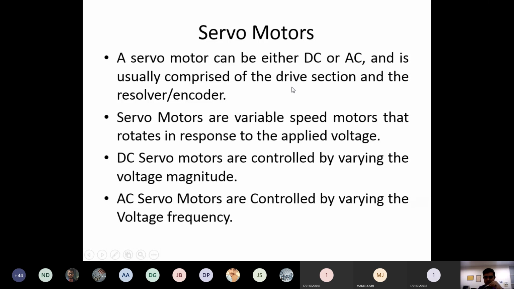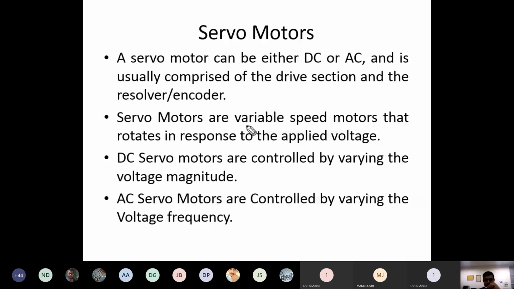So what is the servo motor? A servo motor can be either DC or AC. I hope you have learned this in the control drive system subject, I think you have learned control systems. So there are two types of servo motor, AC or DC. It is usually comprised of a drive section and a resolver or encoder. It is also attached with the encoder or resolver, but generally we say that we have used an encoder. So AC or DC, two types of servo motor are there. As of now we have used an AC motor.